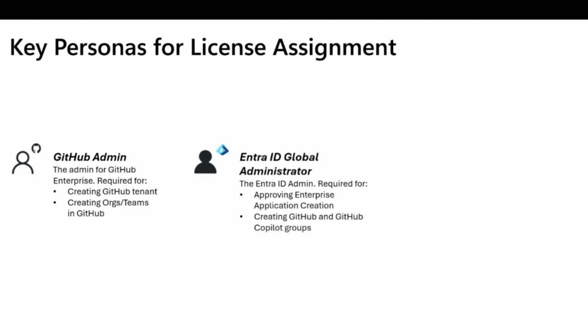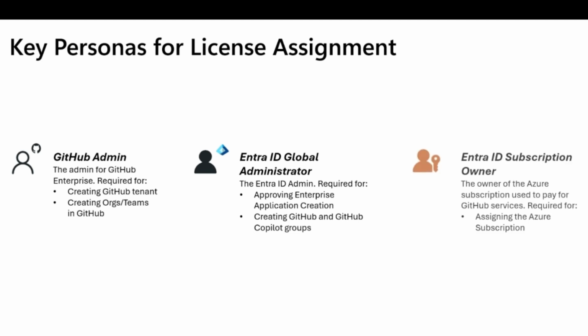The second one is an Entra ID, or in general, your identity provider's global administrator. This person will be required to approve the enterprise application in Entra ID because there is a synchronization setup that has to be done, and can also help in creating the groups in Entra ID that will be synchronized with your GitHub.